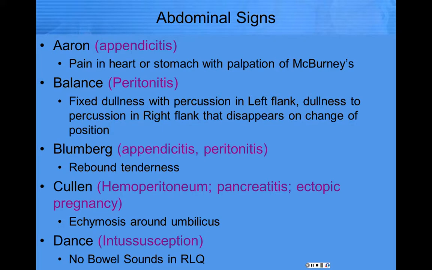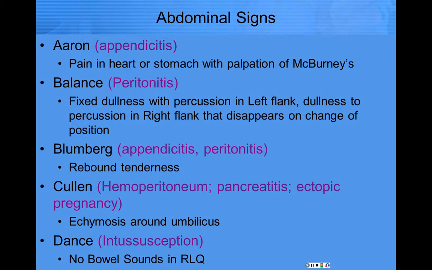Blumberg sign, also known as rebound tenderness, is often seen with appendicitis and peritonitis. Rebound tenderness is basically whenever you press on the left lower quadrant, there's pain in the right lower quadrant. When you press down and then release is when the rebound or the pain is felt. That's rebound tenderness.